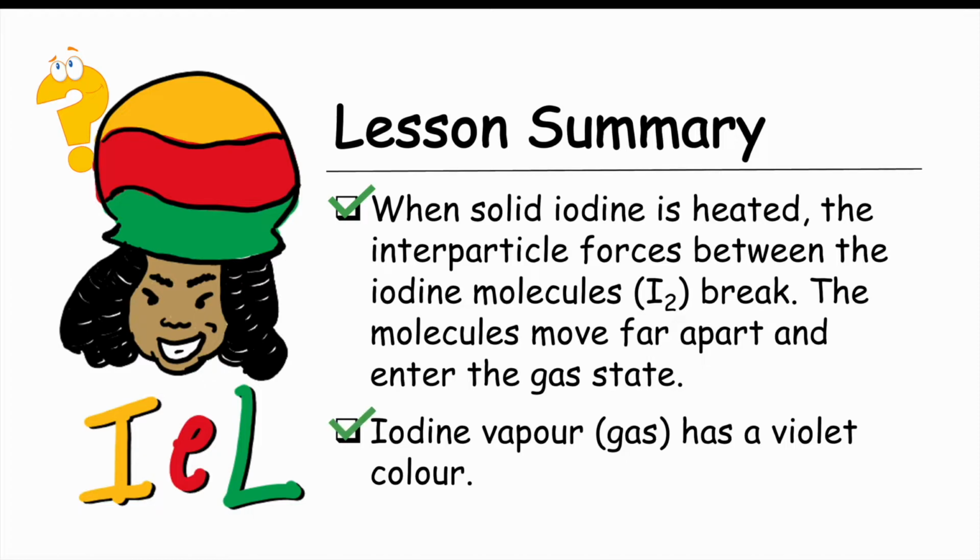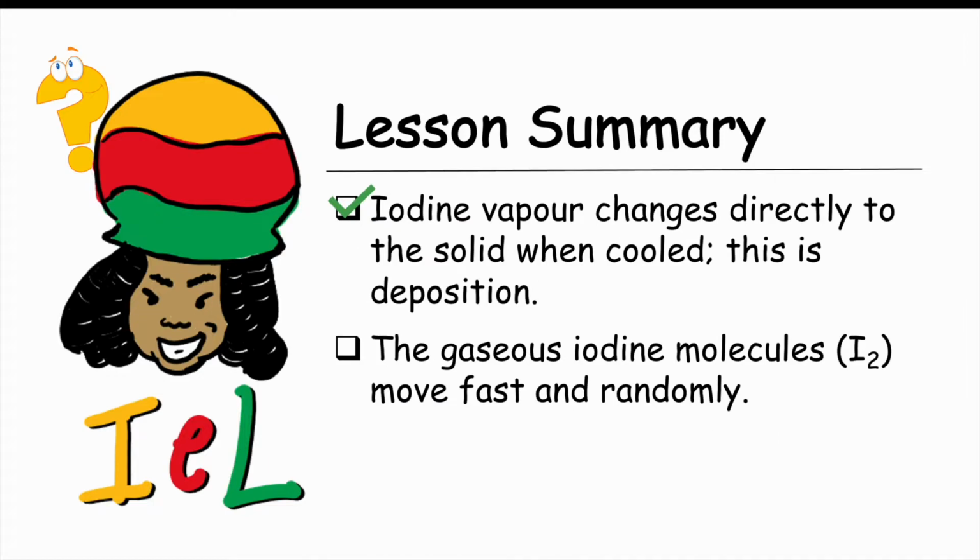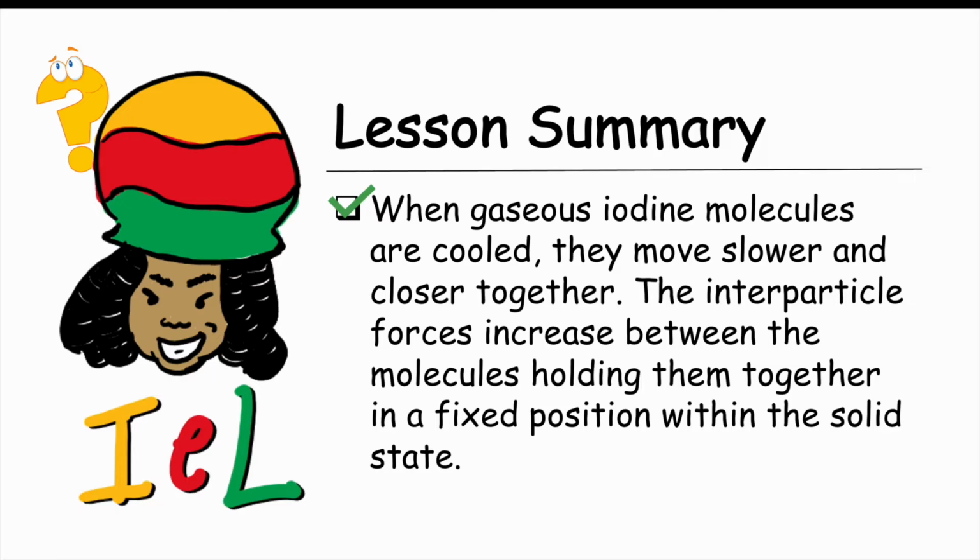Iodine vapor, or gas, has a violet color. Iodine vapor changes directly to a solid when cooled. This is deposition. The gaseous iodine molecules, I2, move fast and randomly. When gaseous iodine molecules, those are the I2 molecules, are cooled, they move slower and closer together. The interparticle forces increase between the molecules, holding them together in a fixed position within the solid state.